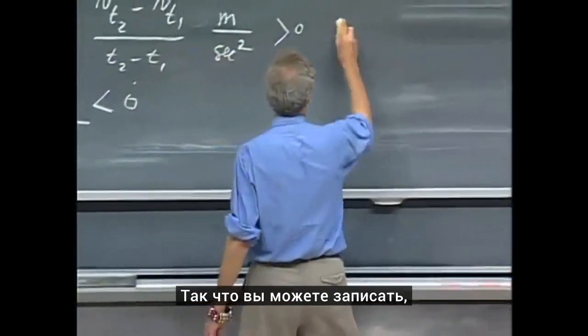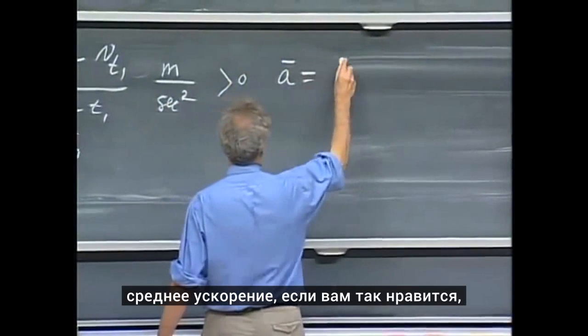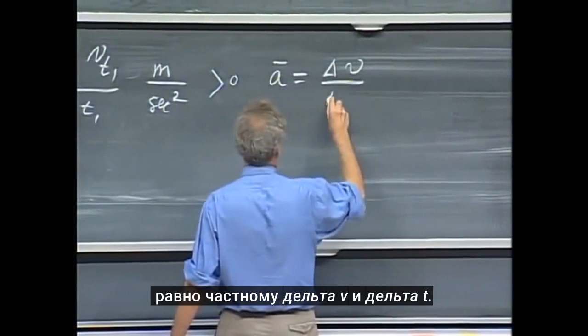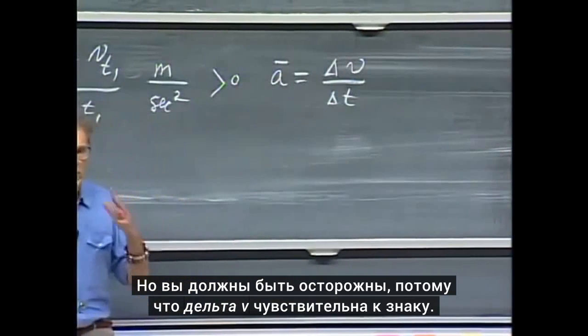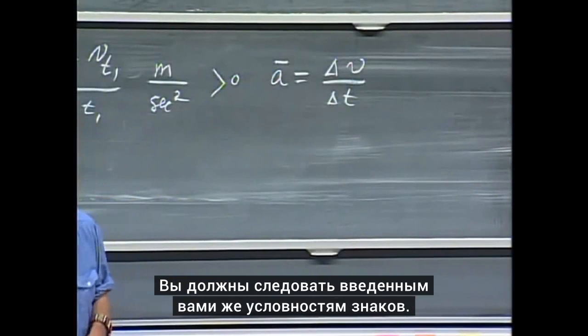So you can also write down then that average acceleration is delta v divided by delta t, but you must be careful because the delta v is sign sensitive. You must obey your sign convention.